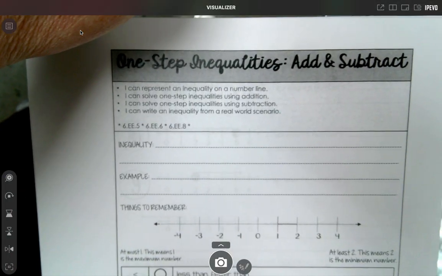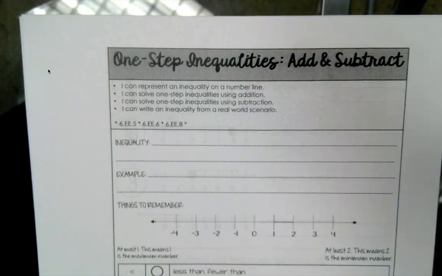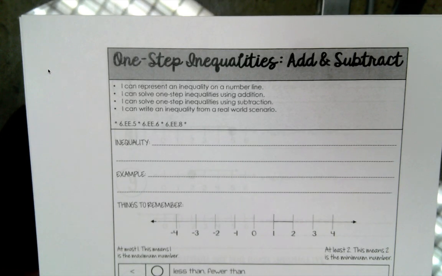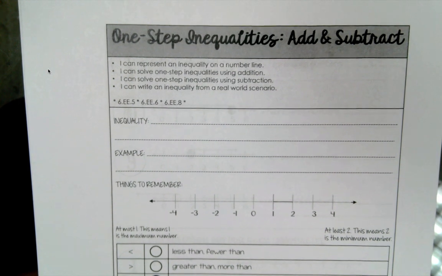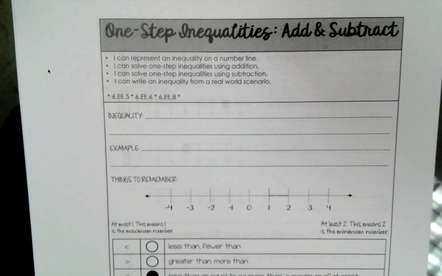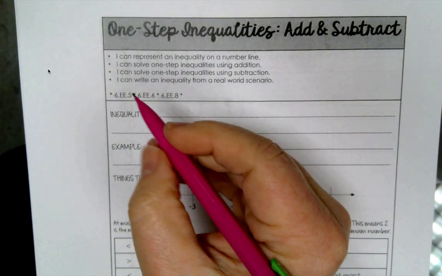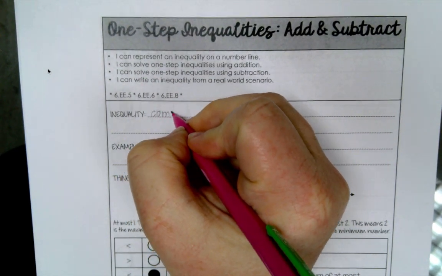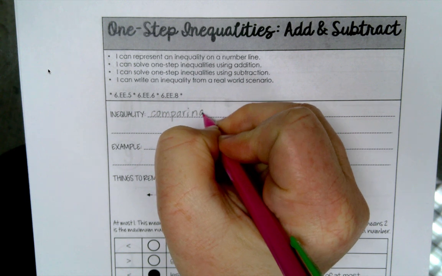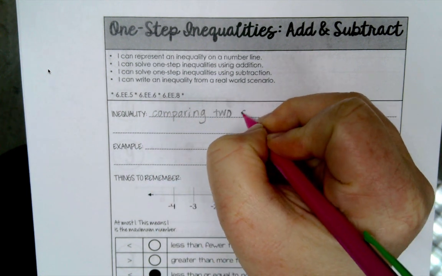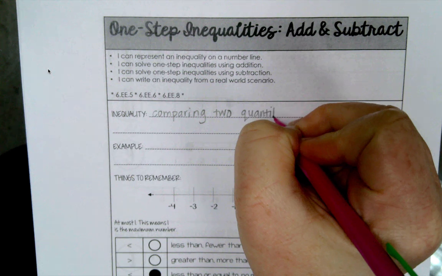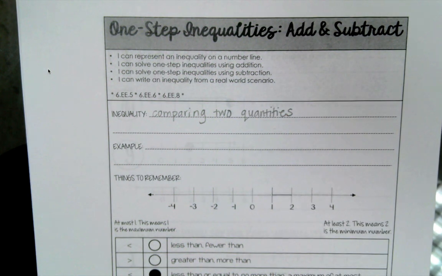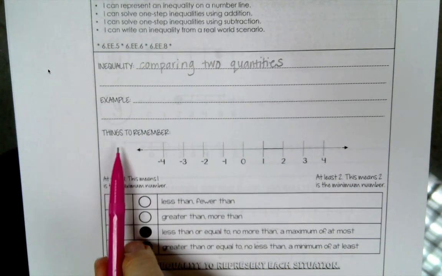All right, guys, we are going to work on one-step inequalities, adding and subtracting. And the thing about these, they're like equations, okay? So we're going to balance it like we would an equation, and we're going to remind ourselves inequalities are comparing two quantities, okay? So we're not going to do examples right now. We'll do that first. So some things to remember.